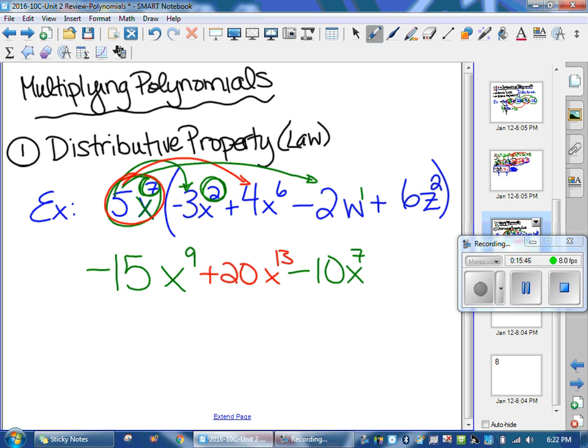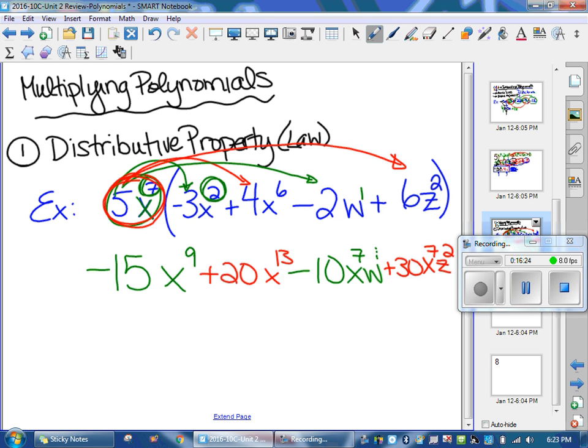Lastly, we're going to multiply the 5x7 out front to our 6z squared at the back. That's going to give us a 5 times 6 will give us a positive 30. Our z and our x again, just like our w and x, are different variables, which means we just have to stack them side by side. Again, alphabetically, so x will come first, x7, and then z squared. That will be your final answer. Again, unless they tell you exactly what x, w, and z are equal to, so you can solve them. So that's an example of distributive property.